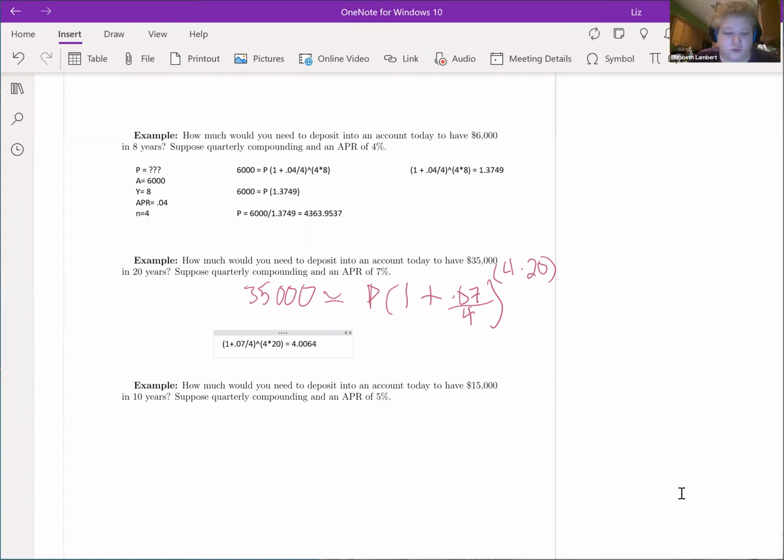All right, so 4.0064. Now we're going to do 35,000 divided by that crazy number. So we need to deposit $8,736 to end up with 35,000. Now I've heard tell something like, if you want to live off your retirement, you need to have like $1 million. So yeah.